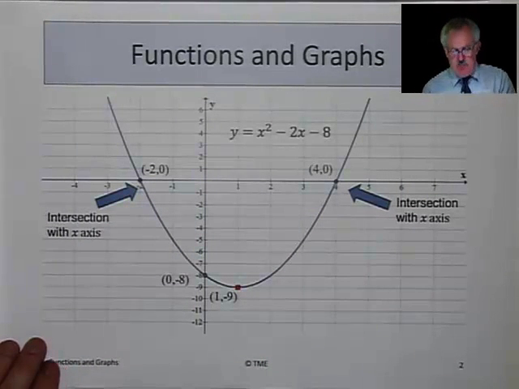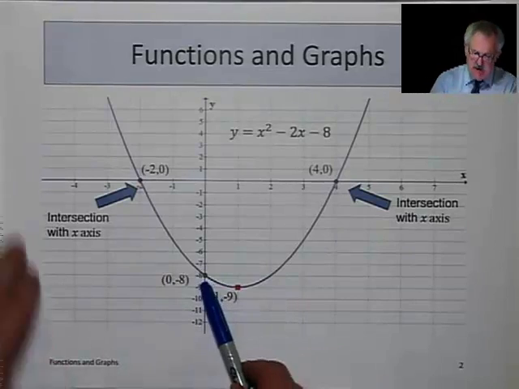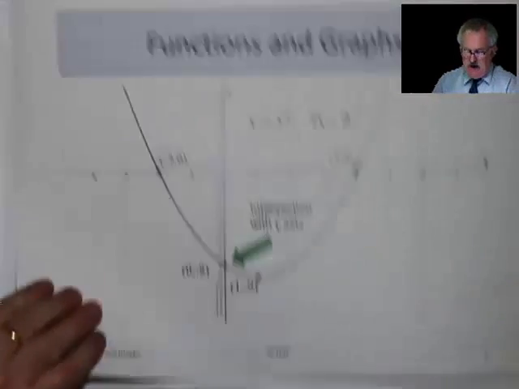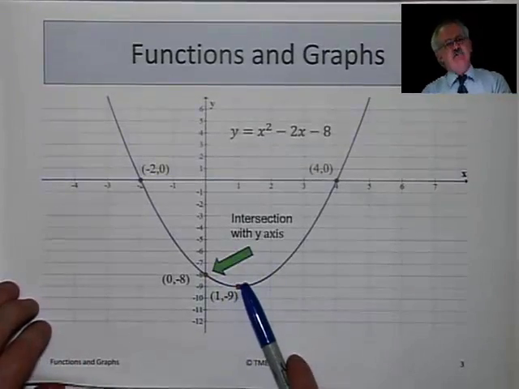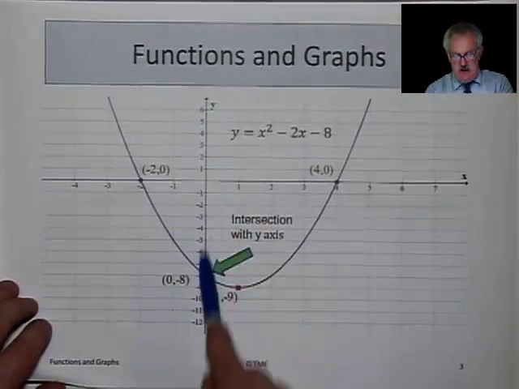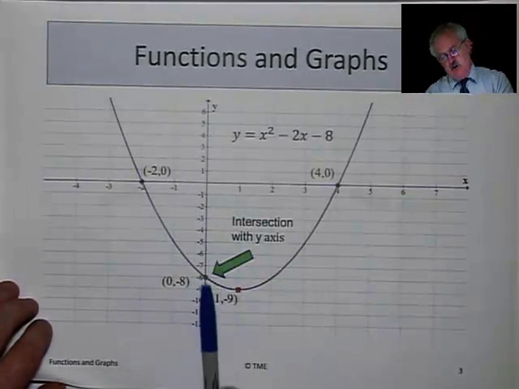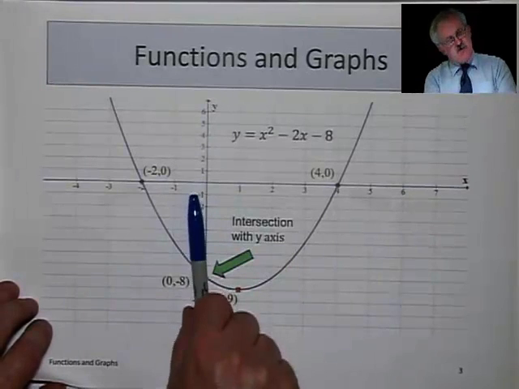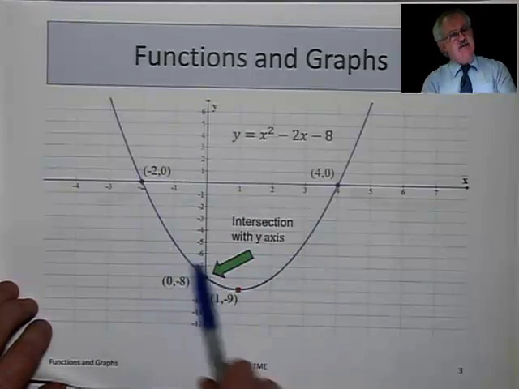Now there's another interesting point as well, and that's this point here, where the intersection is with the y-axis. We say the y-axis is x is 0. There's no east or west here. We're saying just purely north-south. Where's the x-axis here now?